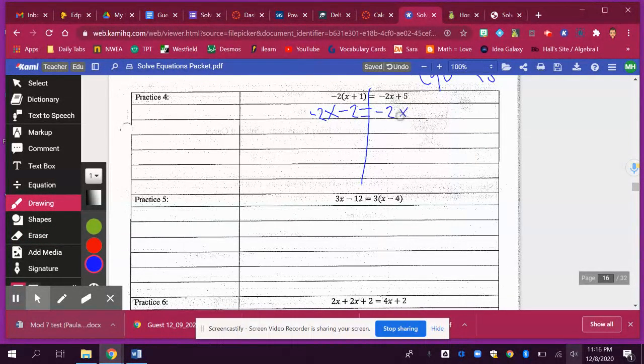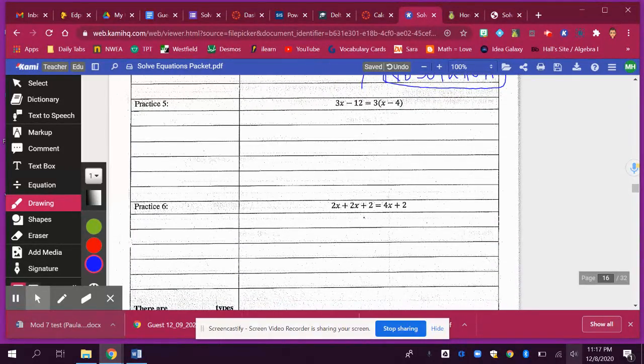Negative 2x plus 5. Again, notice my variable terms are alike. Again, very important to recognize. So I'm going to get rid of one of my variable terms, but when I do that, because they're alike, I'm going to be getting rid of both of them. So I'm left with negative 2 equals 5, which is not true. So this again is no solution. No number will work in this equation.